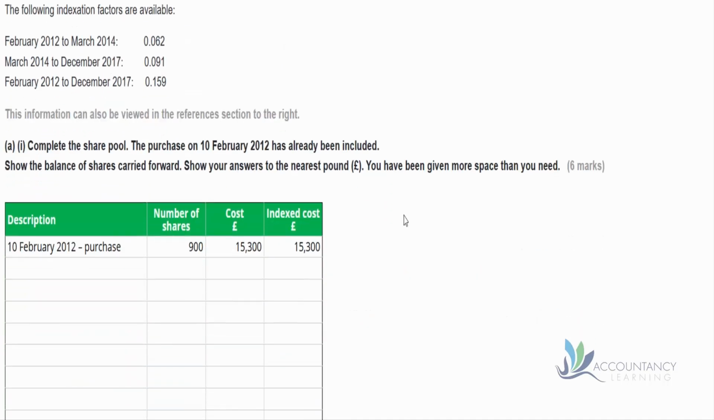So anyway, we can see there's the instruction: complete the share pool. The purchase on the 10th of February has already been included. So we can see we've got a column for the description, a column for the number of shares, a column for the cost, and then a column for the index cost. And what we'd recommend is you fill in every row, but before a transaction, do indexation. Okay, and then do a subtotal, and then when you have a transaction, before you do that, do indexation. Okay, we're going to show you how that works now.